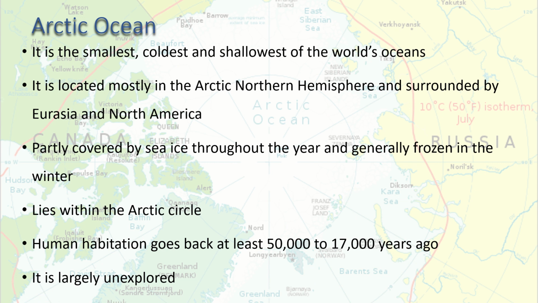So this area is partly covered by sea ice throughout the year. Only certain areas melt, but most of the area is covered by a layer of ice, and in the winter it is generally frozen. This water body is quite shallow also. It's not as deep as the other oceans. It lies within the Arctic Circle, the 90-degree line of latitudes, which is shown in the background here. The North Pole is situated here.